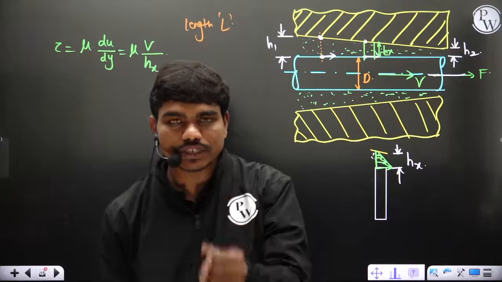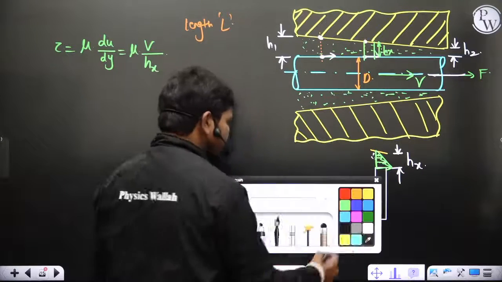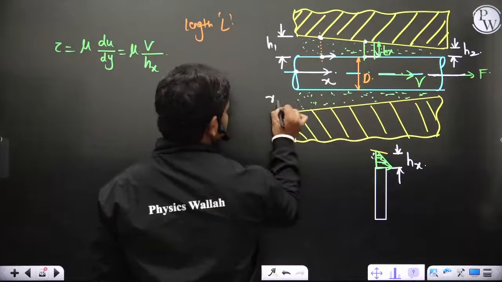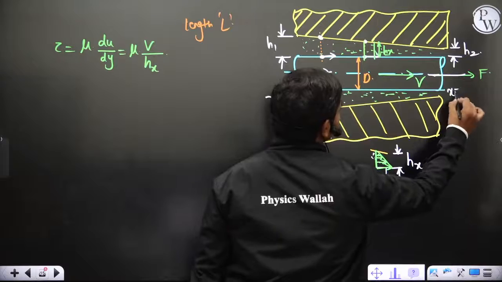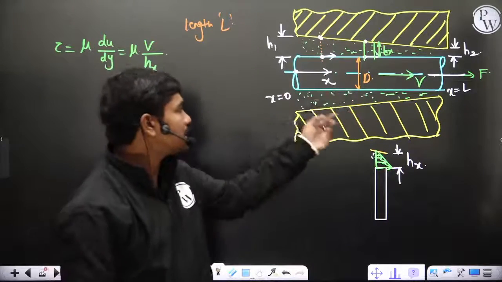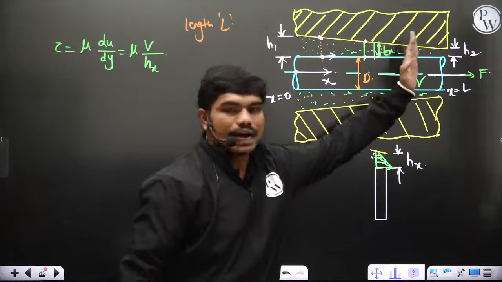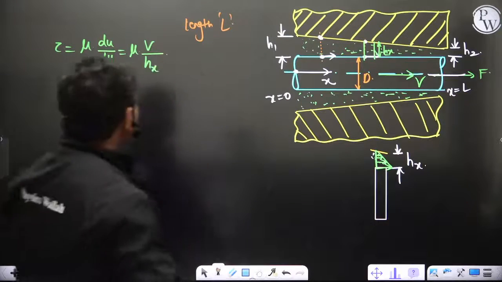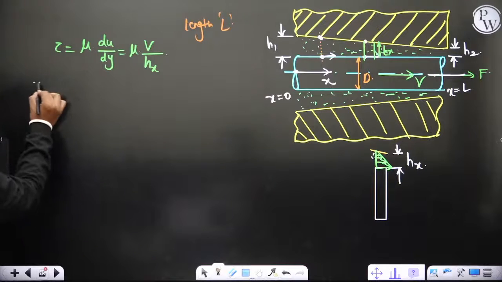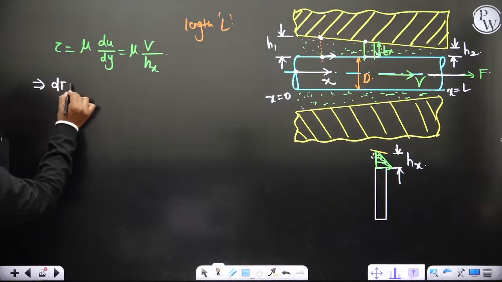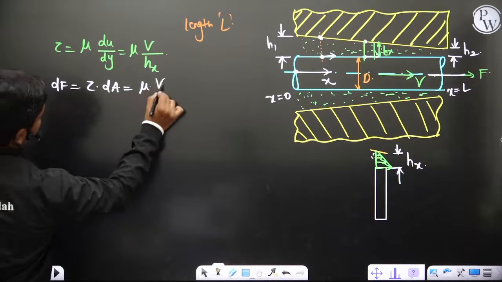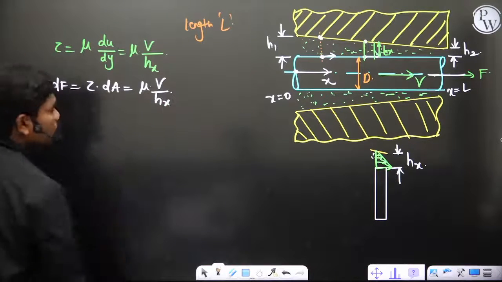At some particular location x, let us suppose if this is your coordinate system, this is the x-axis. So this is x equal to 0. Obviously, this is x equal to L, because this is a shaft of length L. So if x is equal to 0 here and x is equal to L here, then can I write this V by hx? Now, because of this, the small elemental force acting is tau into dA, which is mu V by hx into dA.